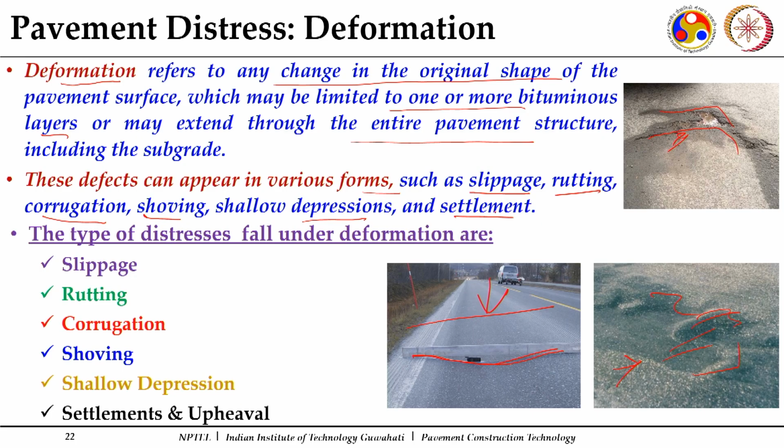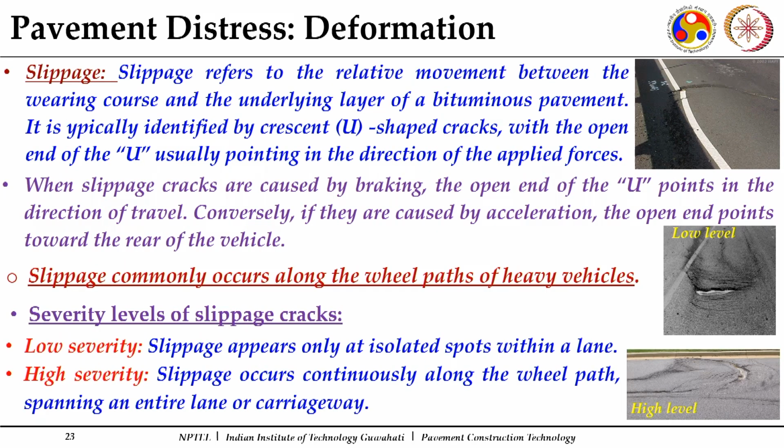So, the main categories which come under deformation of the pavement structures are slippage cracks, rutting distress, corrugation distress, shoving distress, shallow depressions, settlements and upheavals. Now, let us first look into slippage cracks. This refers to relative movement. Your top bituminous course has moved relative to the underlying course. You can see there is a relative movement: the top course has shifted compared to the lower surface, which is intact.